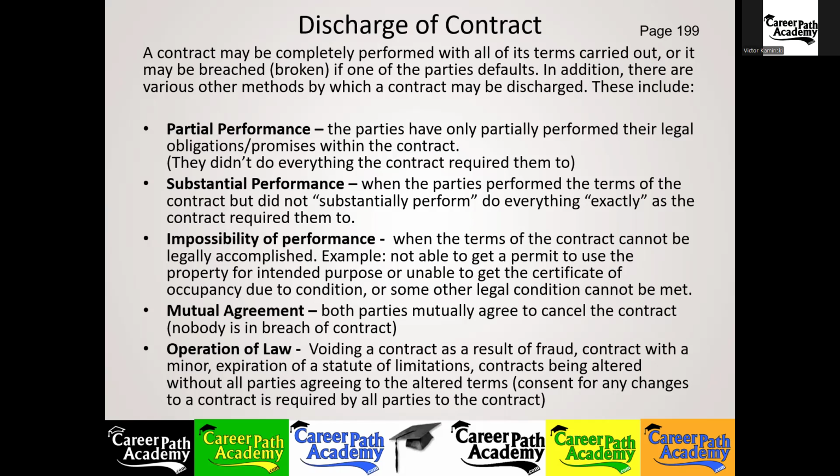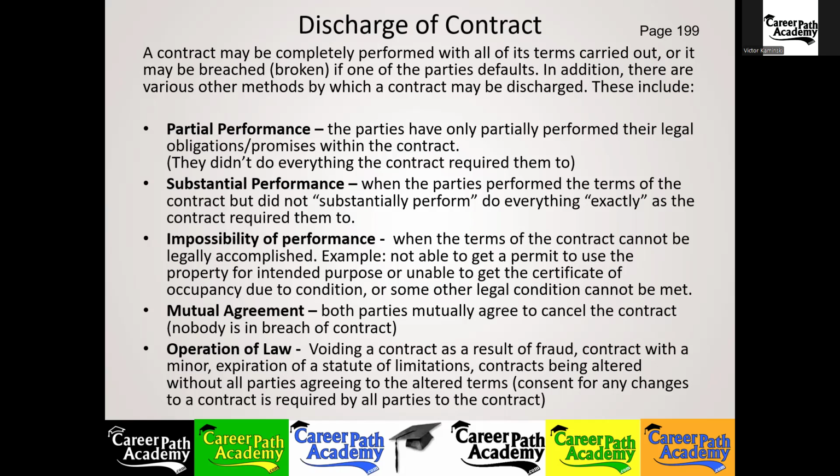Impossibility of performance is when the terms of the contract can't be legally accomplished. You can't get a permit, as an example, to use a property for its intended purpose any longer. You're unable to get the CO due to some reason, or some other legal condition cannot be met. It's therefore impossible to perform the contract. Or by mutual agreement, both parties can simply agree to back out.